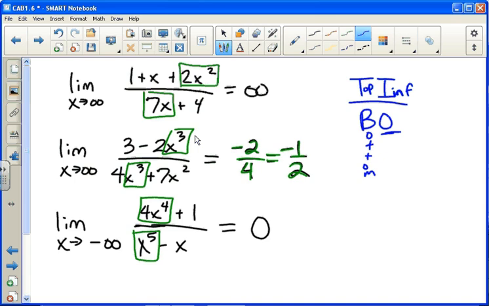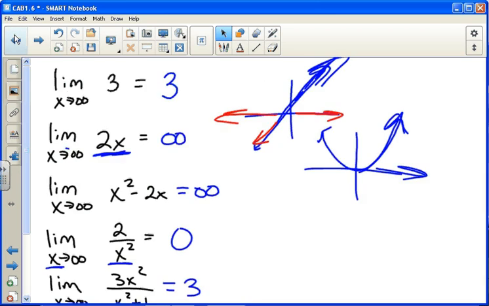Now quickly I want to wrap this up by making sure you understand how this relates to horizontal asymptotes. Okay, so if you look at these three, for example, the top one does not have a horizontal asymptote. Since the answer is infinity, that means we have no horizontal asymptote. Now for the middle one, our horizontal asymptote is at negative 1/2. For the last one, our horizontal asymptote is 0. If you look back at our previous examples, this one has a horizontal asymptote at 3. This one has none. This one has none. This one has one at 0. This one has one at 3. And this one has none.